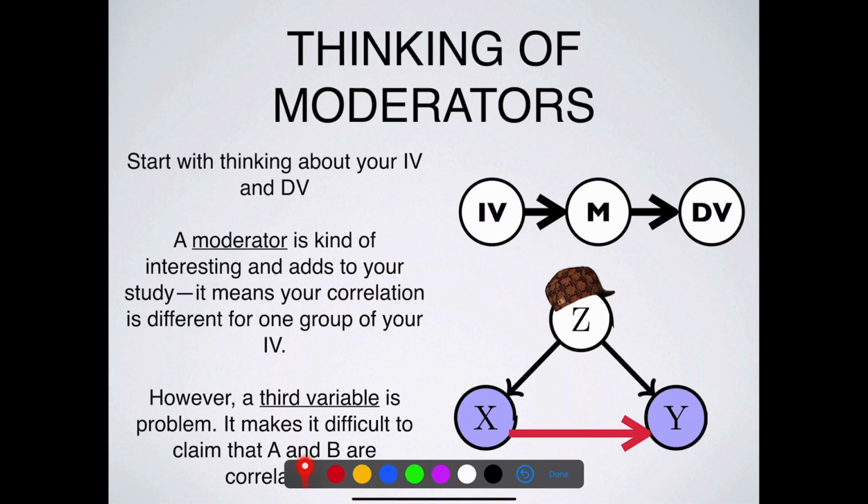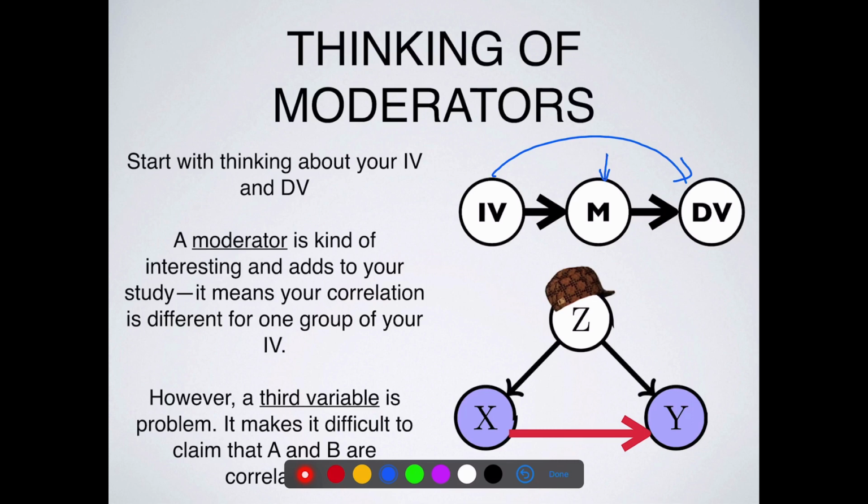So just to review really quickly what a moderator is. A moderator is something that you've taken into account in your study. You've taken this into account and you're interested in seeing how the IV causes the DV or is related to the DV, right, is associated with the DV. And you've thought ahead and you've realized, well, there might be a moderating variable that might influence this relationship.